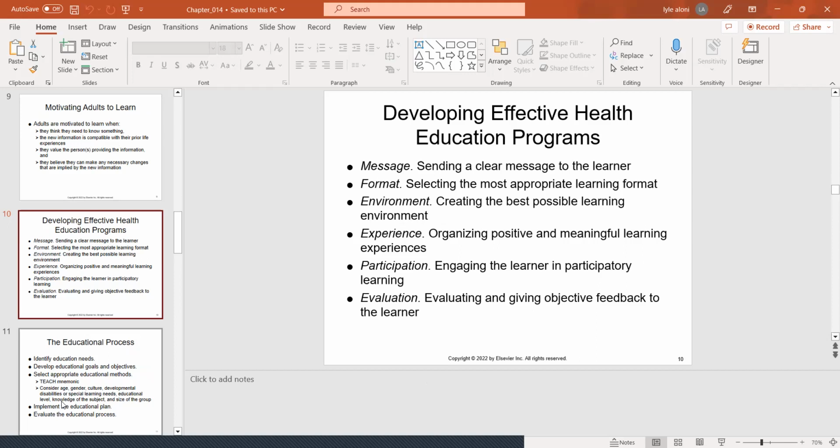First, we're going to send a clear message to our learner. We're going to make sure we use the most appropriate learning format. We're being sensitive to reading levels and age and all those kinds of things. We're going to look at environment. Where would it be? Is it in the home? Is it in a classroom? Experience, participation: we want active participation with the learner, and evaluating, giving back feedback.